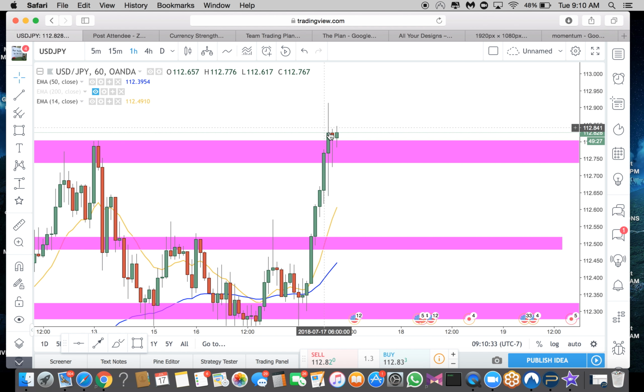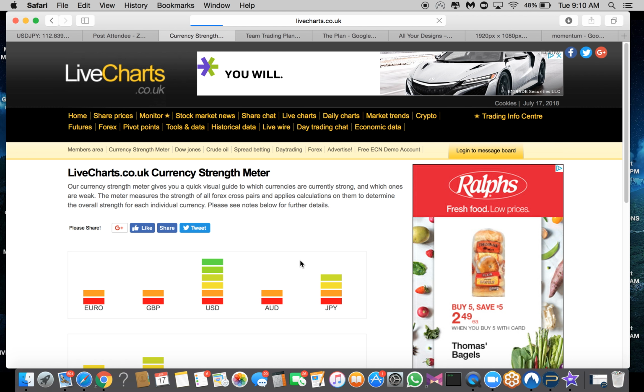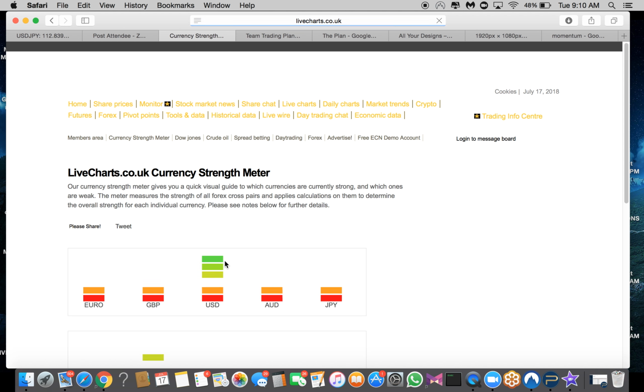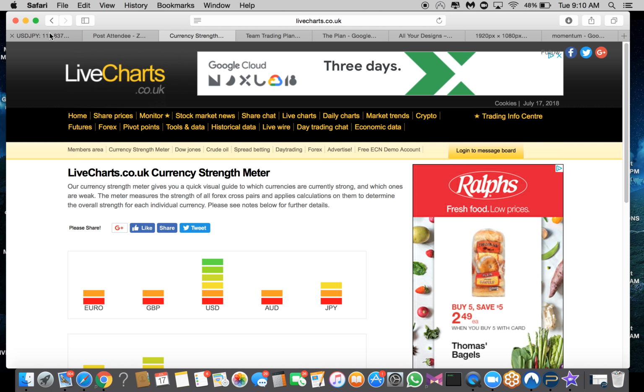Based off of the 1 hour, right? The 1 hour making a new higher low, as we talked about, probably just going to keep pushing. As long as the currency meter just stays really green for US dollar, it's probably just going to keep pushing. And then just see how strong it is. It's very dominant. The US dollar is very dominant today.